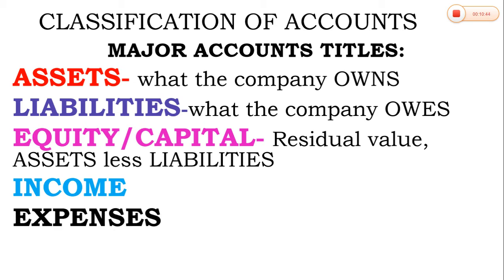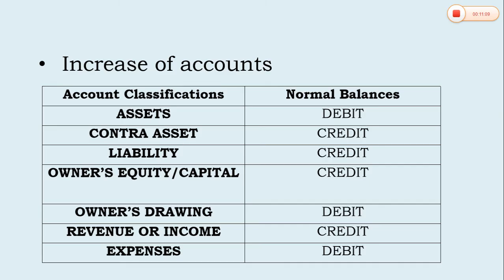Okay? There are also expenses, the costs of the business. Most common for a service entity, we have the salaries expense, the utilities expense, the electricity, the water, the internet bill. Okay, those are expenses. So you have to recall which account titles fall under assets, liabilities, capital, income, and expenses. Okay? So now let's proceed to the normal balance.